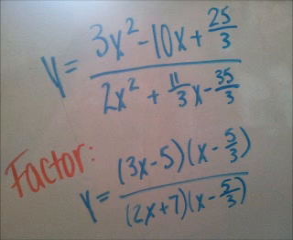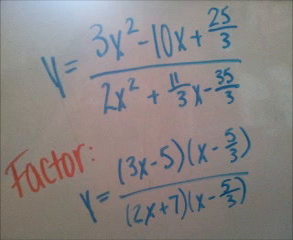I then find my x-intercept by letting y equal 0. 0 equals (3x minus 5) over (2x plus 7). I multiply both sides by 2x plus 7 to get 0 equals 3x minus 5. I add 5 to both sides to get 5 equals 3x. Divide by 3 to get 5/3 equals x. So my x-intercept is (5/3, 0).